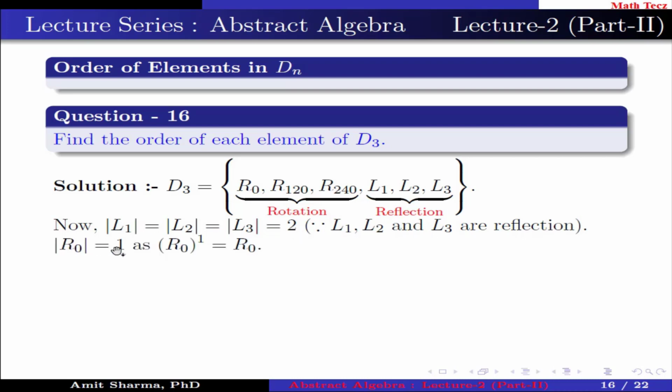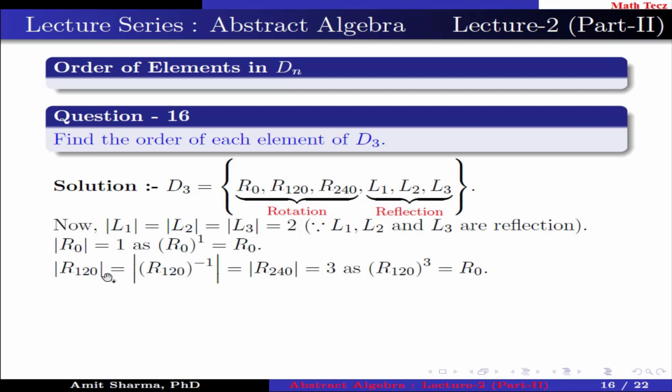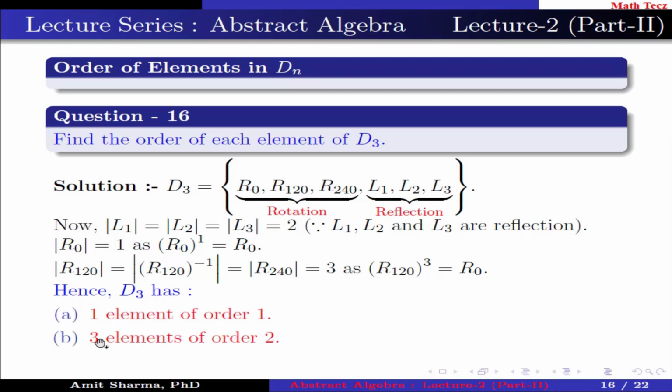Now order of R0 is 1 because R0 to the power 1 is R0. Order of R120 equal to order of R120 inverse which is equal to R240, means order of R120 equal to order of R240 which is equal to 3 because R120 cube is R0. Hence D3 has one element of order 1, 3 elements of order 2 and 2 elements of order 3.